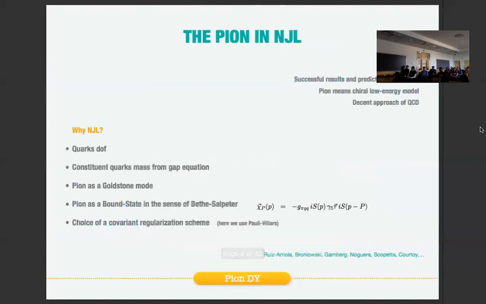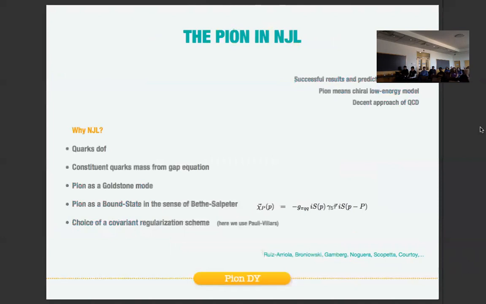Okay, so why should I use NJL here for the Pion? The main thing is that it's a chiral low energy model, and if you talk about the Pion, it should be chiral. That's the main thing. And it had a lot of successful results in the past. It's a really decent approach to QCD for the Pion. And we have quark degrees of freedom, which is really convenient when you talk about PDFs and such.